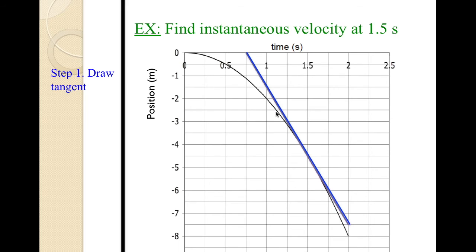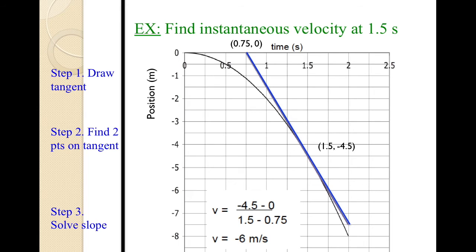And here it is. It's illuminated a little bit brighter. And then you are going to need to find 2 points on the tangent. The best thing to do is to try to find points that are further apart from each other rather than closer, so that your slope is well defined. So here are our points that we chose. It is going to be 0.750, and then of course the 1.5 is very easy to figure out because it's 4.5. So from this you would just solve the slope, and your answer would be that the instantaneous velocity is -6 meters per second.